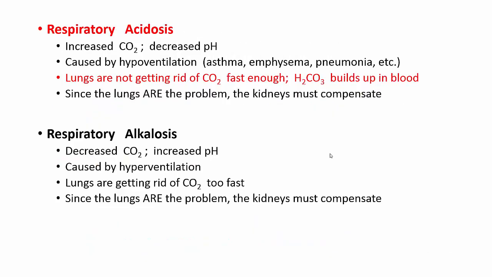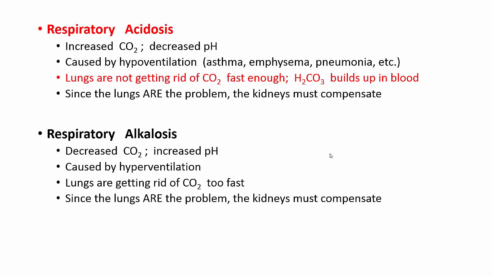So let's talk about each of these real briefly, and then we're going to do some of these problems. Respiratory acidosis increases CO2, and this causes a decrease in pH. It can be caused by hypoventilation, like because of asthma, emphysema, and pneumonia. You're not breathing properly. The lungs are not getting rid of the CO2 fast enough. So that carbonic acid starts to build up in the blood. Since the lungs are the problem, the kidney has to try to help compensate.